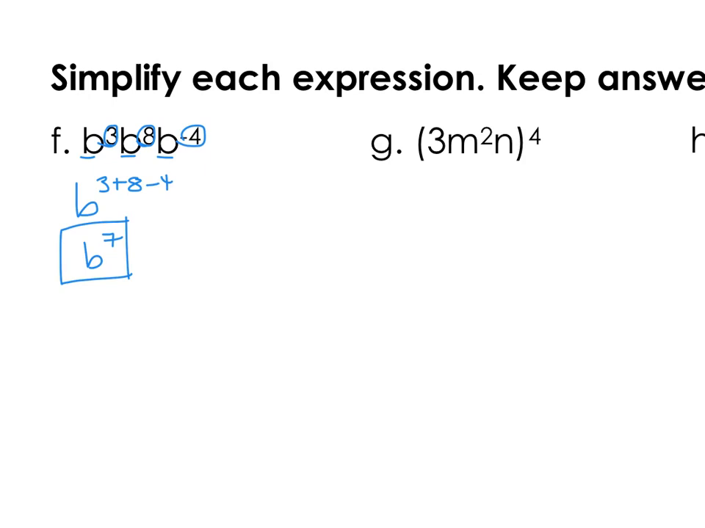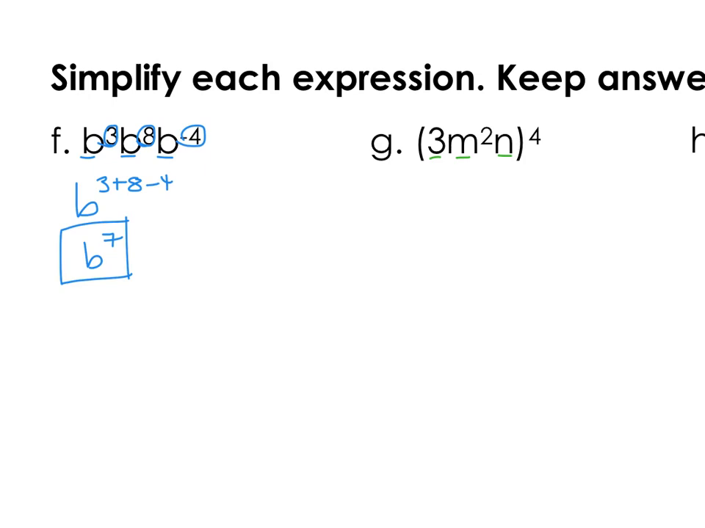However, sometimes you could have a number mixed in with your variable bases. Let's take a look at example G. We have several properties being applied here. Inside the parenthesis, we have a 3, we have m squared, and we have n. That's 3 different bases, 1 number base and 2 variable bases.